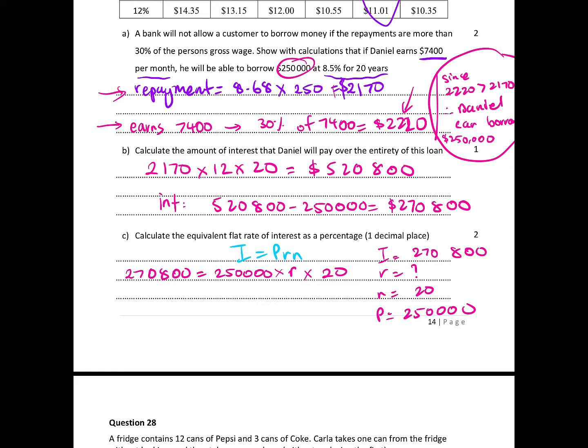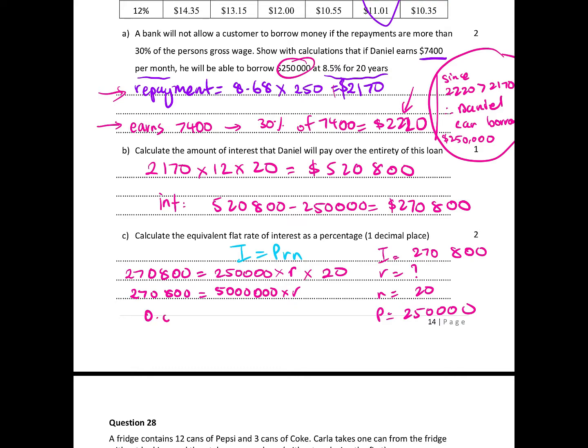Now, $250,000 times 20 is equal to 5 million times R. I'm going to now bring that 5 million over to the other side and divide it out.